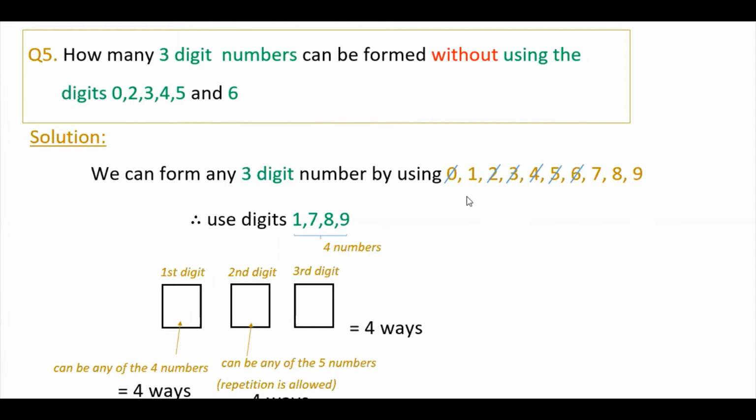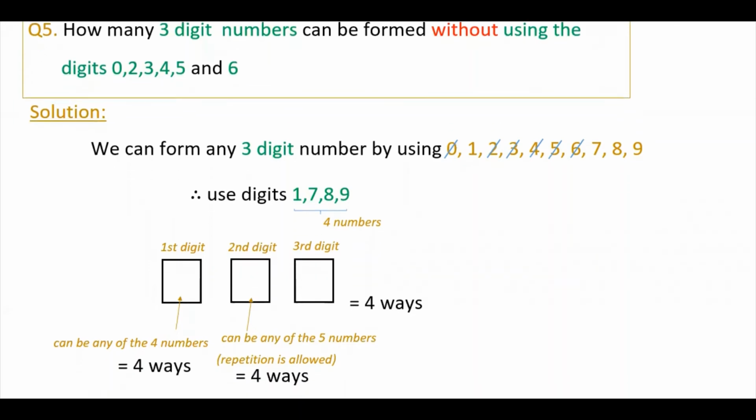Generally, we form the numbers by using the digits 0 to 9 only. In these digits, you have to exclude these digits, 0, 2, 3, 4, 5, and 6. So cancel these digits, and the remaining digits you have to use here are 1, 7, 8, and 9. So you have to use these digits, total 4 numbers.